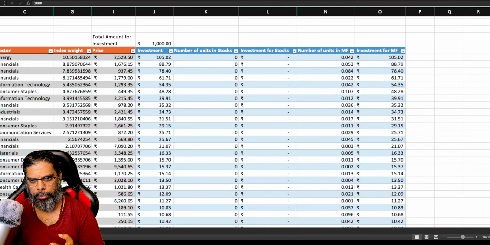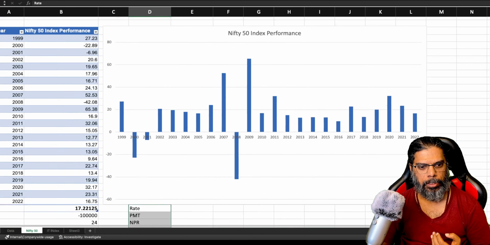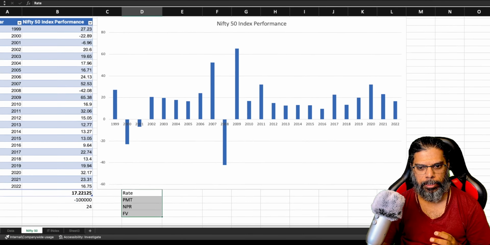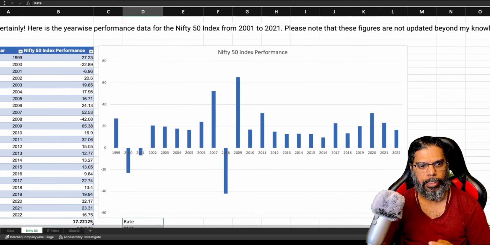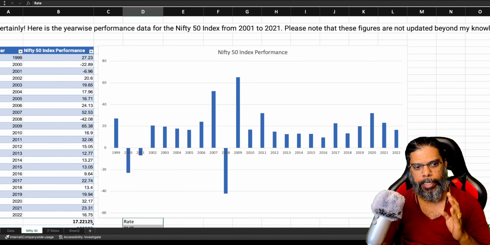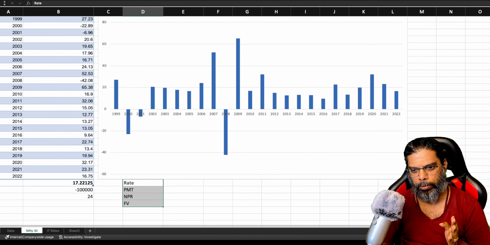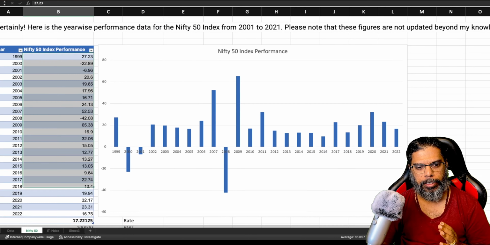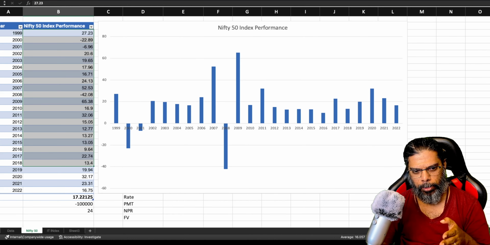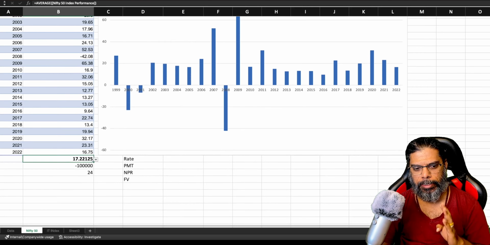I'll show you the statistical data of our Nifty performance over the past years. This is the Nifty index return. I'll demonstrate how our Nifty has performed in the past 24 years, from 1999 to 2022. If you see, these are the returns. It's not uniform; there are ups and downs. You can see in the chart how the performance looks. But on average, it has given 17% returns, which is awesome.